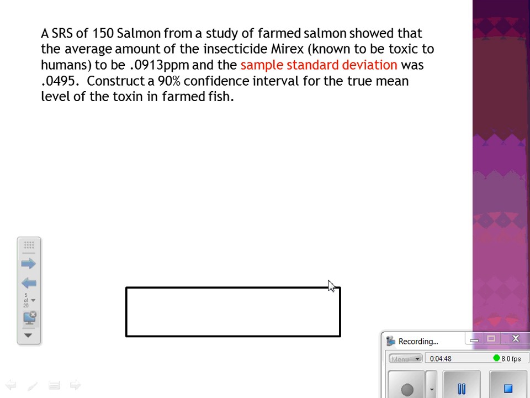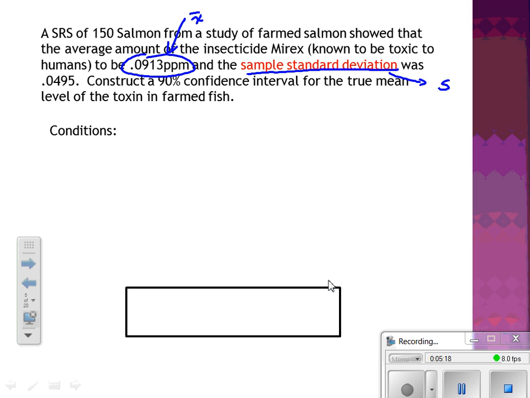So take a look at another type of example. We take this random sample of 150 salmon from this study, and the average amount of this toxic. So there's your x bar. But here, we only have a sample standard deviation. That's not sigma. This is s. Construct a 90% interval for the true mean.